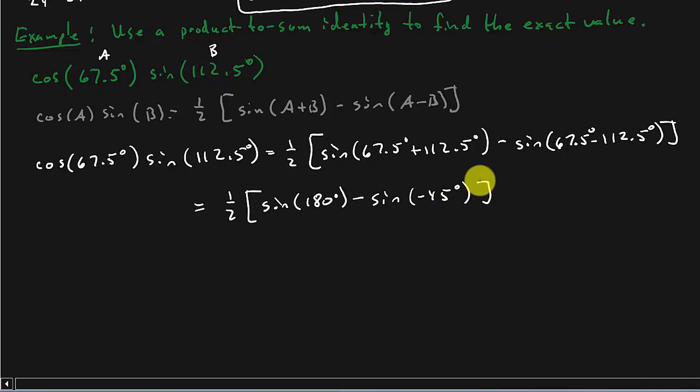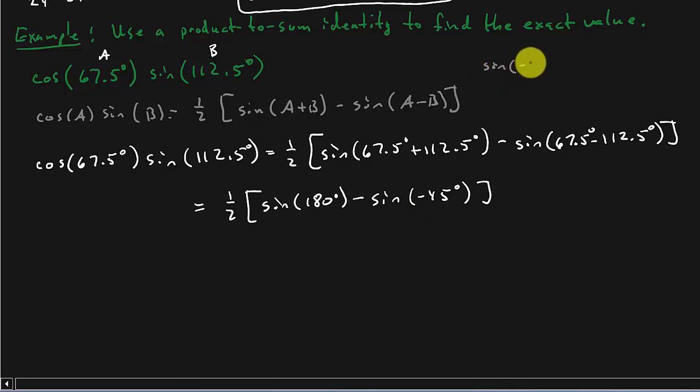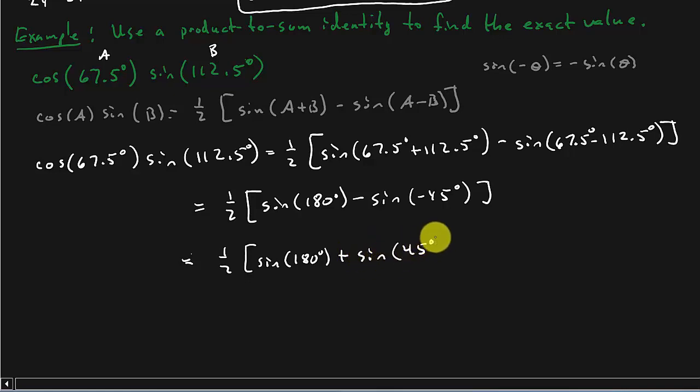All right. And once again, we got a negative in here. See the negative 45? So we're going to use a negative angle identity that says the sine of negative theta is equal to negative sine theta. So this is going to be 1/2 sine of 180. And then if that's negative sine, the negative and negative make a positive sine of 45 degrees.